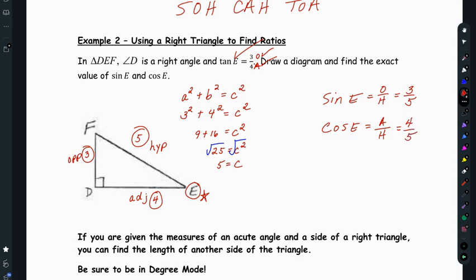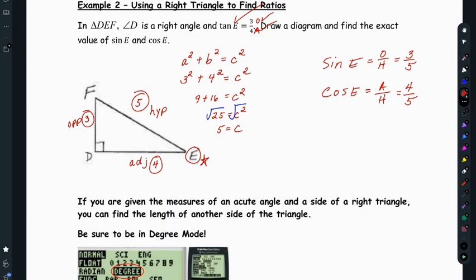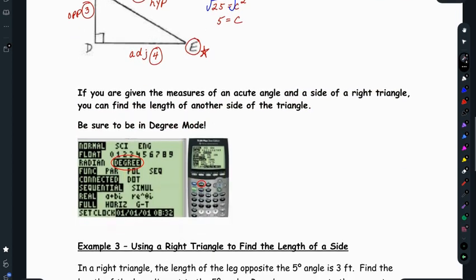All right, and that takes care of example 2. So that's how we find the ratios. Now we're going to take it one step further. If you're given the measure of an acute angle and the side of a triangle, we can find the length of another side. We want to make sure we're in degree mode, so we're going to do that first.